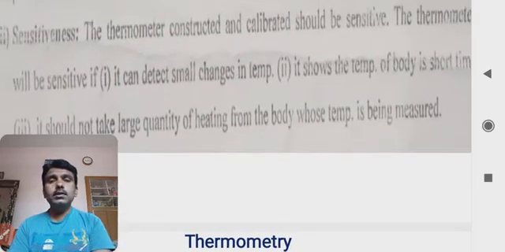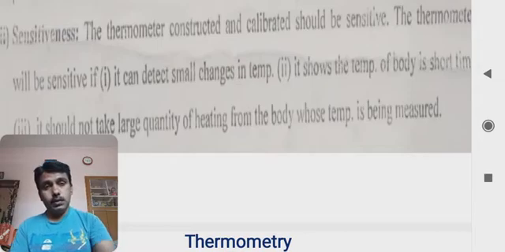And that's why these three factors are very important: construction, calibration, and sensitiveness. These are the major factors for making a good thermometer.